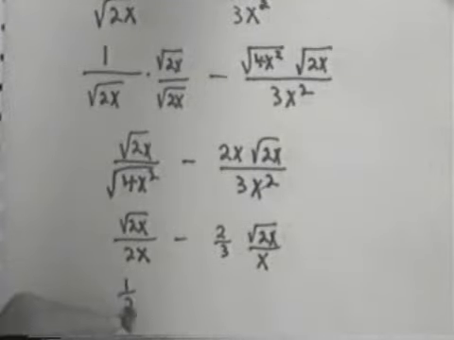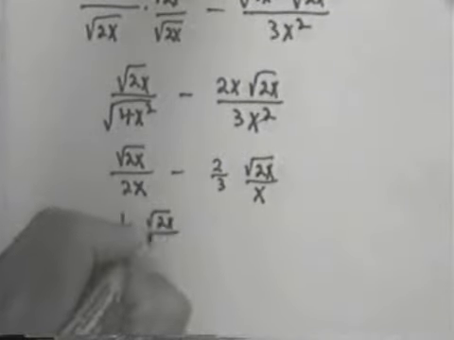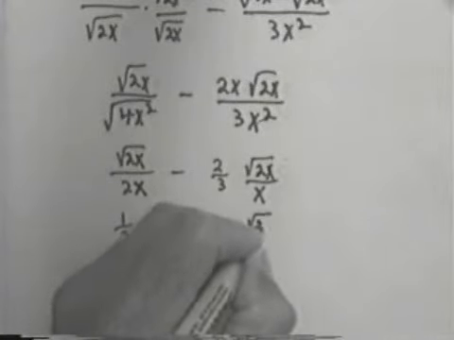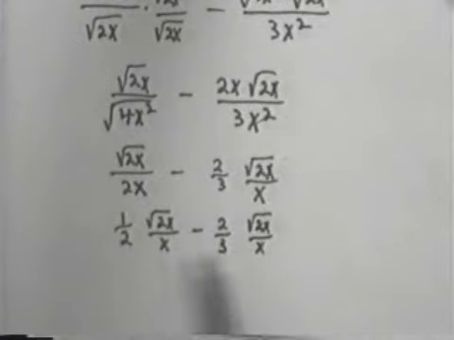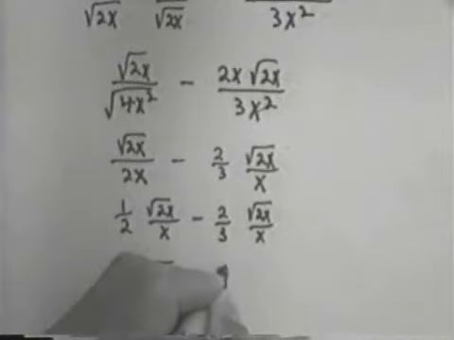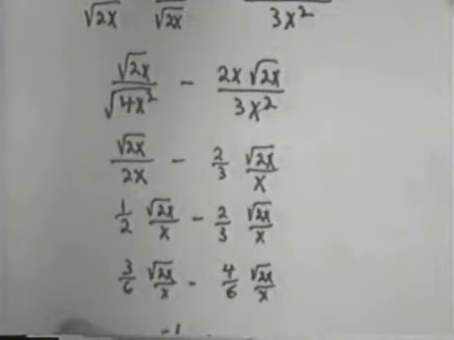Or I have 1/2 times the square root of 2x over x minus 2/3 times the square root of 2x over x. So now I have like terms. Since these terms are alike, they can be combined. To combine them, I need a common denominator, which is 6. So it would be 3/6 times the square root of 2x over x minus 4/6 times the square root of 2x over x, which is a negative 1/6 times the square root of 2x over x.